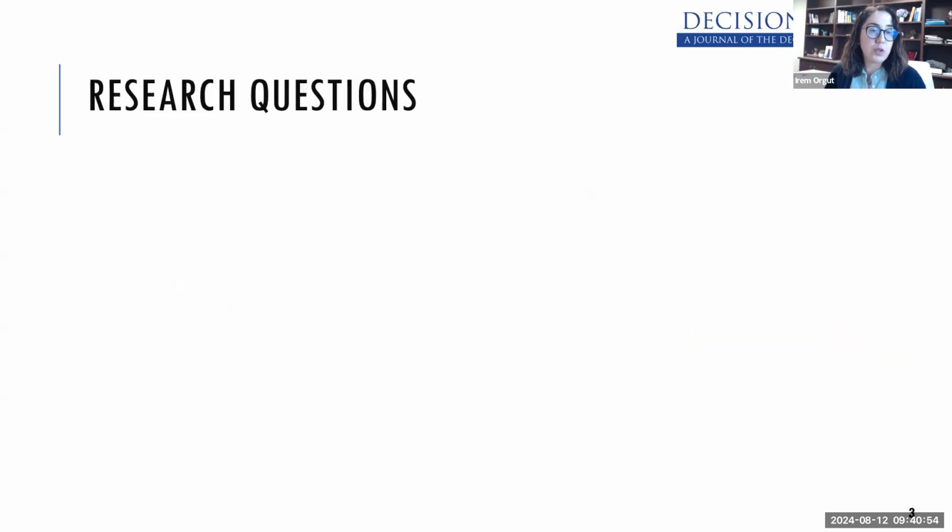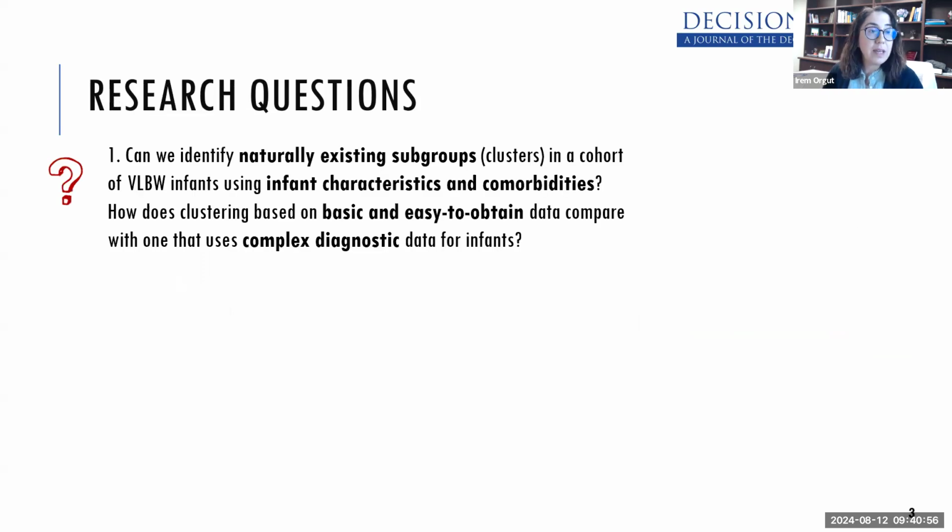We asked 3 research questions. 1, can we identify naturally existing subgroups or clusters in a cohort of very low birth weight infants using infant characteristics and comorbidities? And how does clustering based on basic and easy to obtain data compare with one that uses complex diagnostic data for infants?